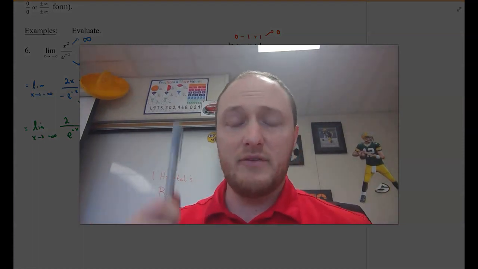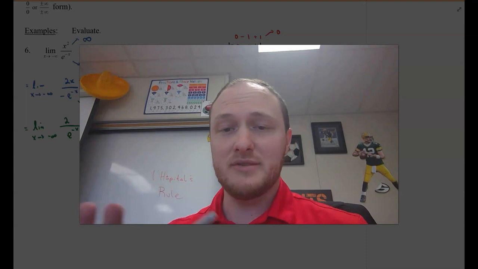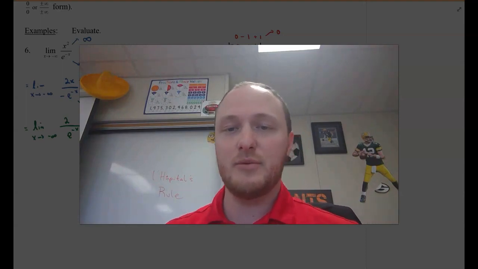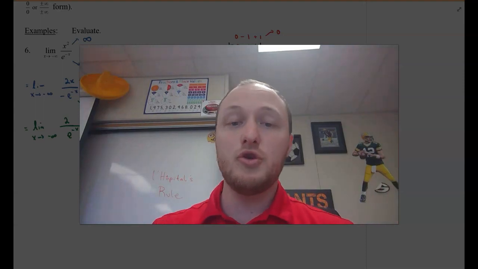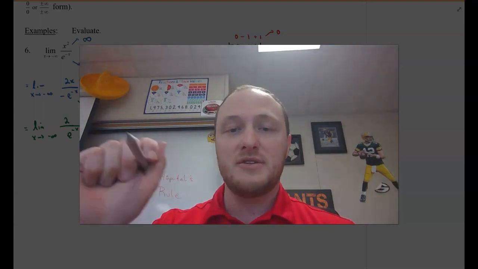L'Hopital: take the derivative at the top, take the derivative at the bottom separately. Not the same thing, okay? If you get indeterminate, 0 over 0, positive or negative infinity over positive or negative infinity, do not write equals 0 over 0.